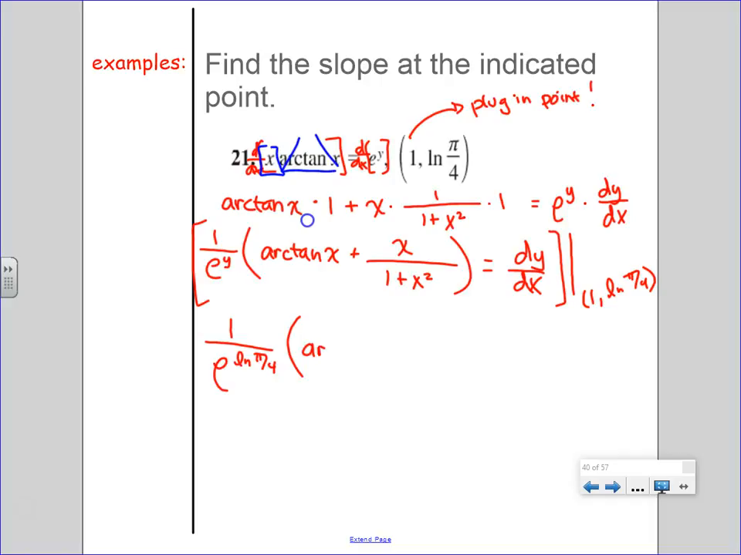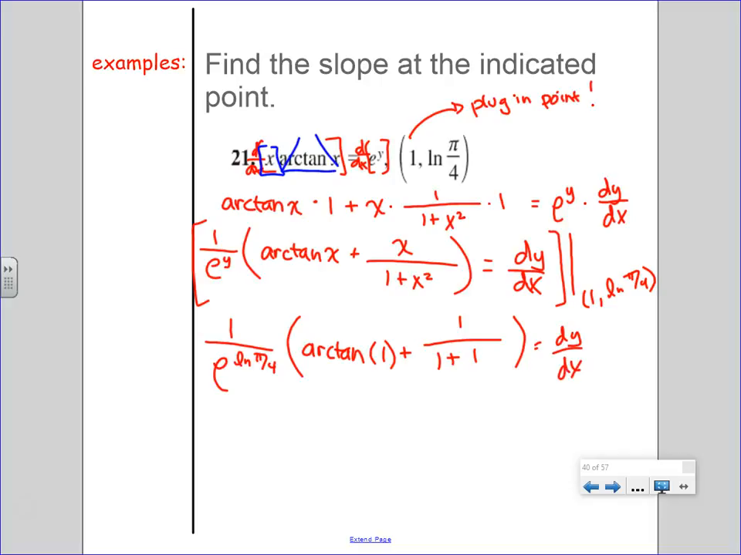Arctan of 1, right? Because that's the x. Make sure to keep everything straight. Just a few of you are mixing up your x's and your y's. 1 plus 1 squared is, well, that's just 1, right? Equals dy/dx.